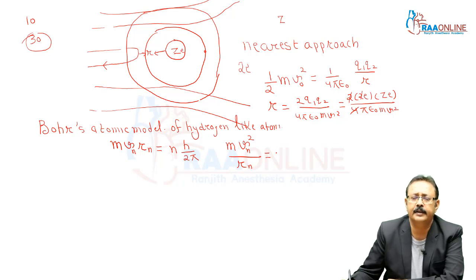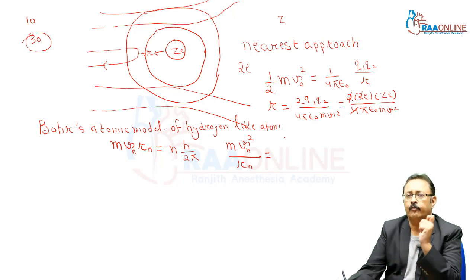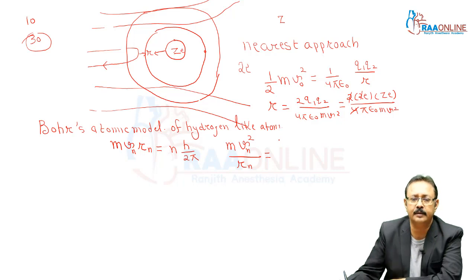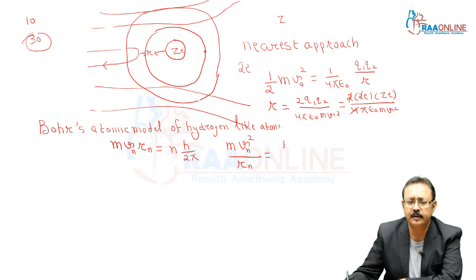From where will they get this? They will get this from electrostatic attraction between the electron and the nucleus. If the atomic number is Z, how many protons does the nucleus have? Z protons. So the attraction between the nucleus and the electron should be Q1 Q2 upon R square.